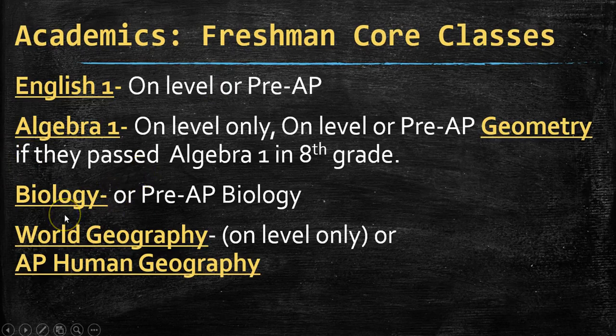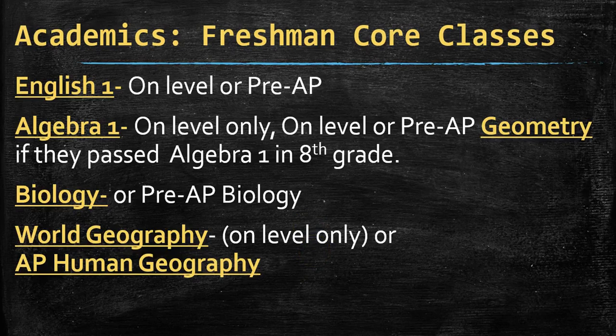Okay, biology. Everyone takes biology. That's the only science class available to you as a freshman. You'll either take on-level or pre-AP advanced biology. Okay, social studies. Most of you are going to take world geography. World geography is on level only. There is no pre-AP advanced world geography.